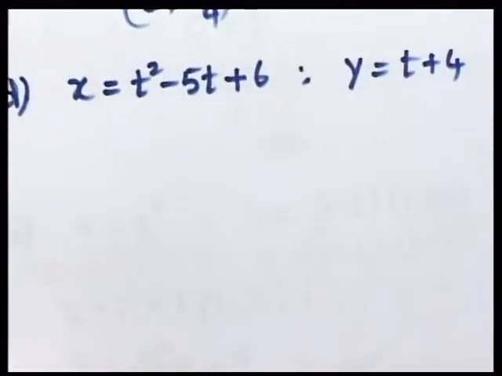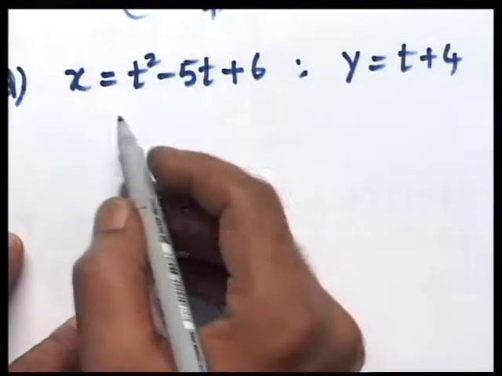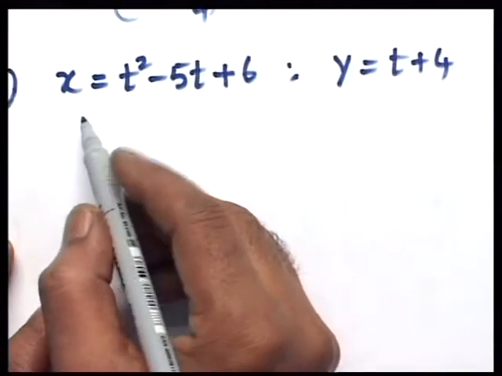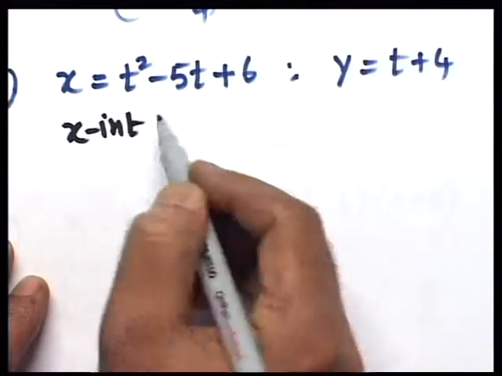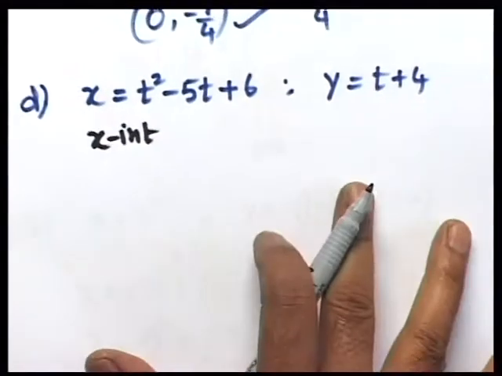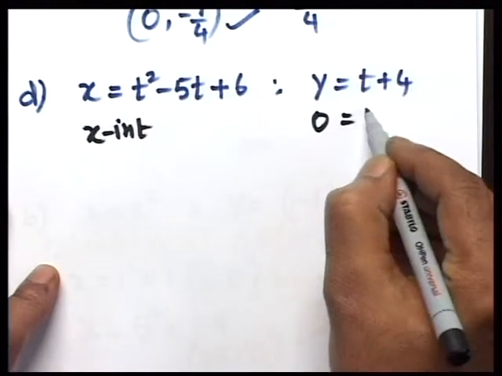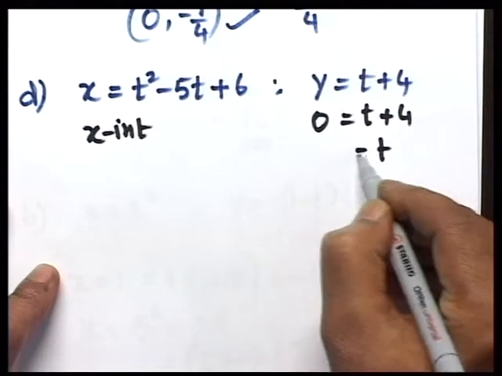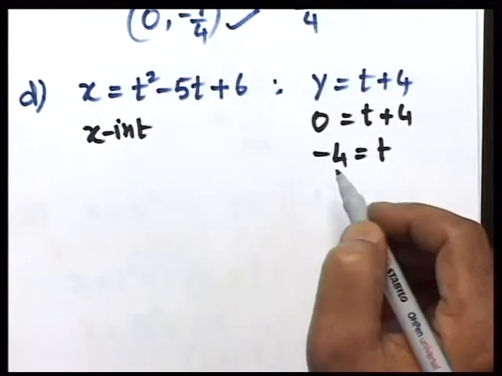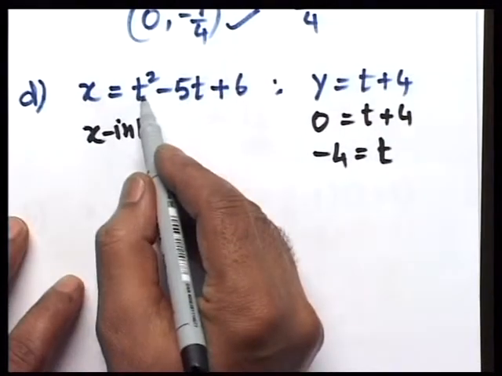So the idea is to just substitute x is 0, y is 0, depending on what intercept you are actually finding. X-intercept first, right? I will go for that. For the x-intercept, we put y equals to 0, so 0 equals to t plus 4, and the value of t we got as minus 4. So once we get t as minus 4, substitute back into this.